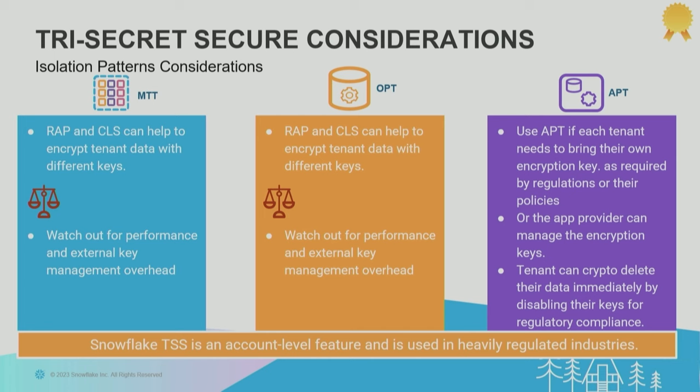Now, today, keep that in mind, here at the bottom level you see Tri-Secret Secure is an account level feature. It is not a database level feature, right? So in terms of OPT and MTT here, the same account is shared between different tenants. If you want to bring your own key, you can do that, but that will be at the account level for all the tenants. But if multiple tenants want to have different keys, you might consider row access policies and column level security. Actually, you can have separate encryption keys per tenant using this feature. And in the references, on a slide at the end, we have a link where you can see that, and we have sample queries for you to implement that sample code.